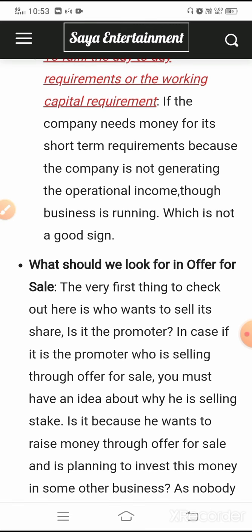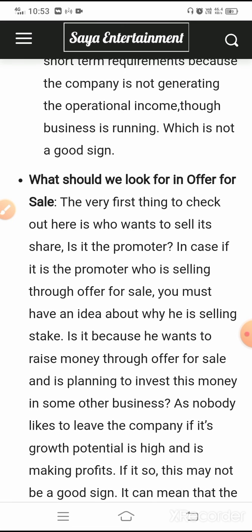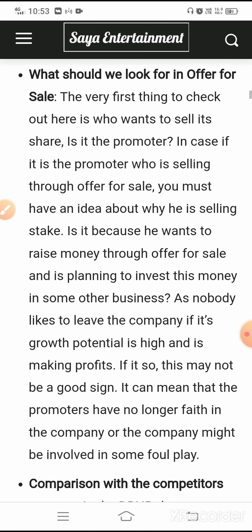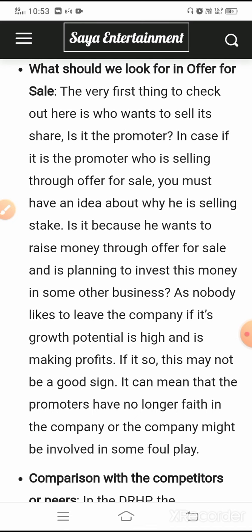So next is, what should we look for in an offer for sale? The very first thing to check out here is who wants to sell its shares. Is it the promoter? In case it is the promoter who is selling through offer for sale, you must have an idea about why he is selling his stake. Is it because he wants to raise money through offer for sale and is planning to invest this money in some other business? As nobody likes to leave the company if its growth potential is high and it is making profits. If it is so, this may not be a good sign. It can mean that the promoter no longer has faith in the company or the company might be involved in some foul play.